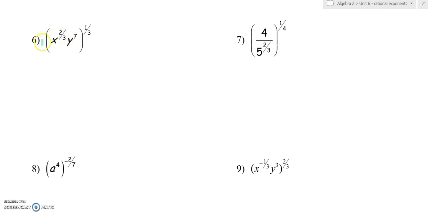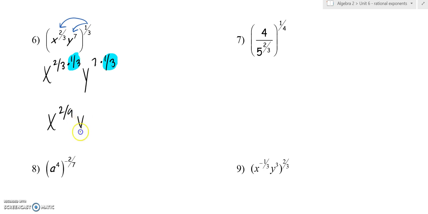This next one, problem 6, I have x to the 2/3 times y to the 7th. This is all in parentheses, but it's raised to a larger power. What I want to do is take that power on the outside and multiply it in, kind of sort of think like distributing it in to those pieces on the inside. So what's going to happen is going to be x to the 2/3 times 1/3, and then y to the 7th times 1/3. So each piece got that little 1/3. When I multiply those together, I get x to the 2/9 and y to the 7/3. And then x's and y's cannot combine. That's how I have to leave it.